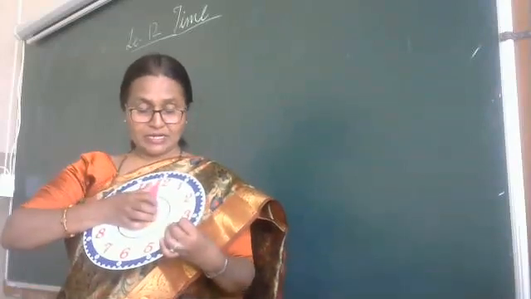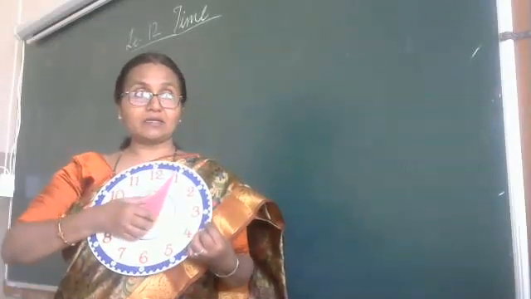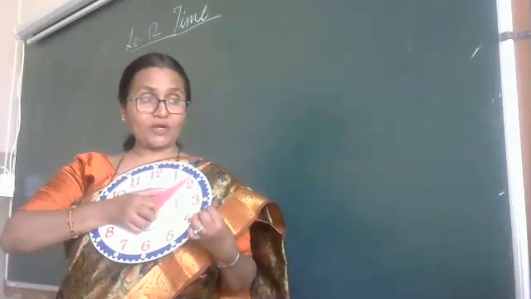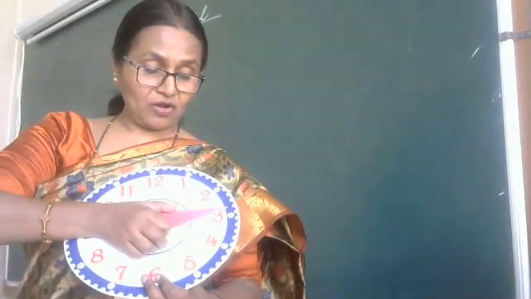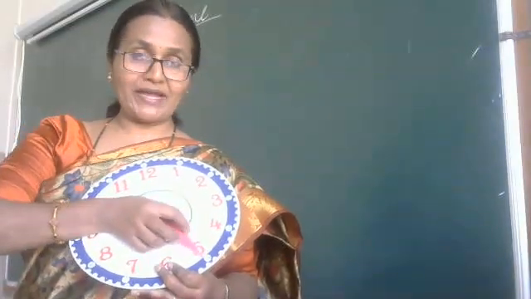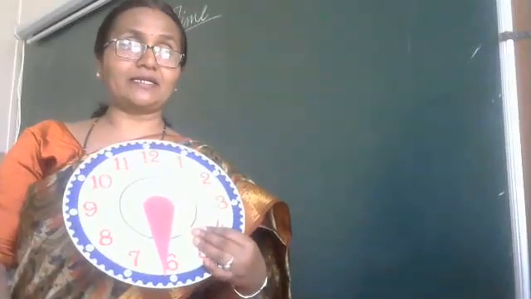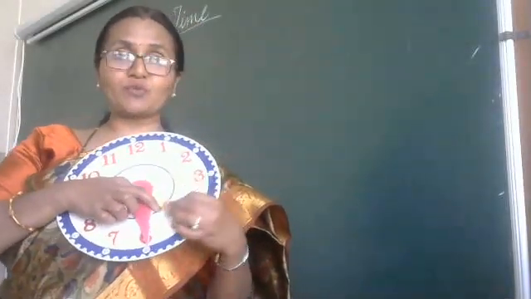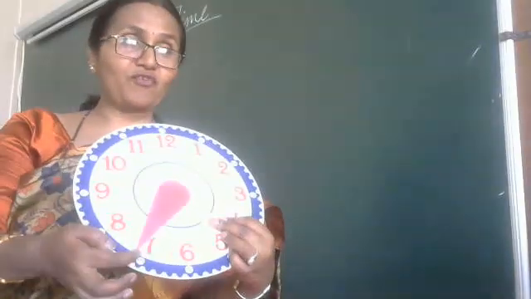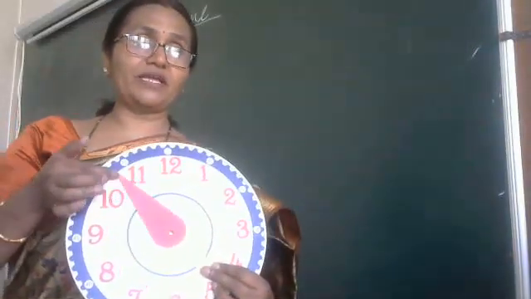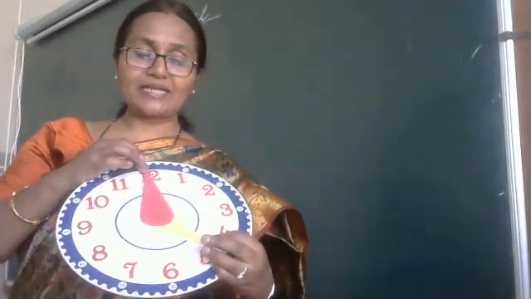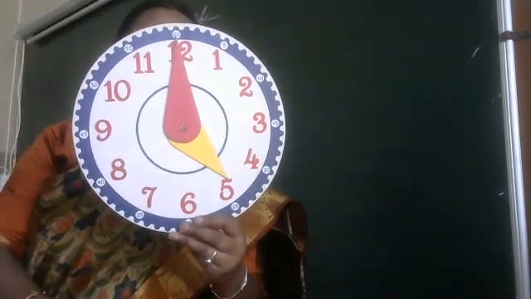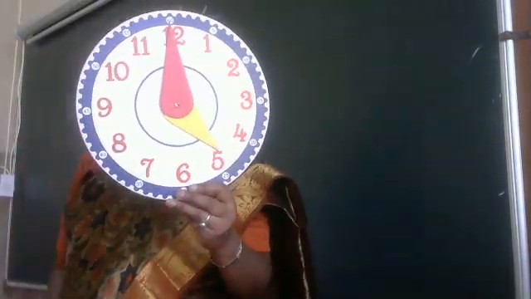Now for example, it is 4 o'clock. Then 4:05, 4:10, 4:15, 4:20, 4:25. Even the small hand goes on moving. And 4:30, that is half. Then the small hand also keeps moving. 35, 40, 45, 50, 55, 60. And the time becomes 5, where the hour hand moves. We started at 4, now it is 5.